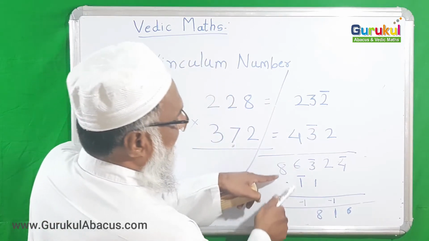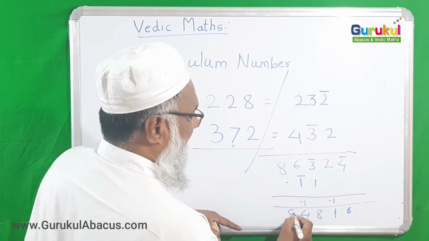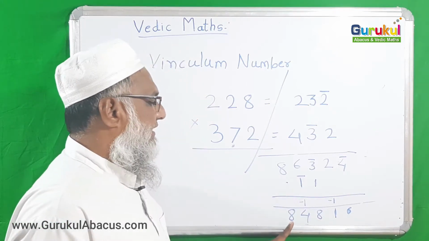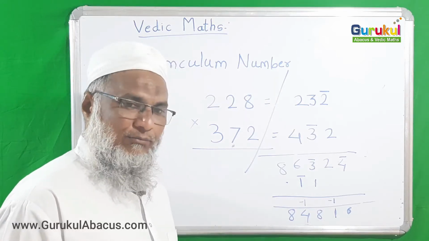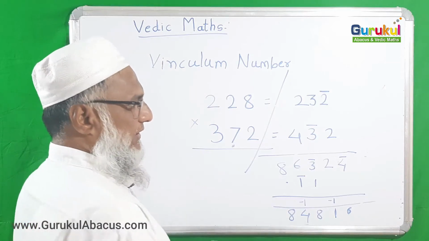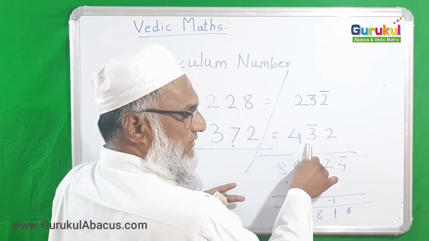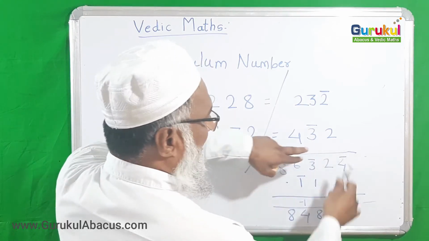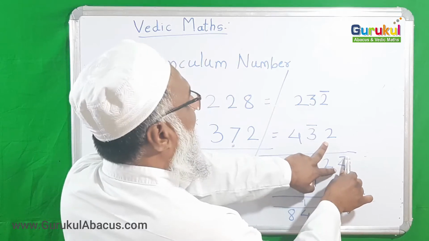Then here 6 minus those 2, 4 is that, and at last it is 8. The example's answer is 84,816. A little bit more understanding. Again we are revising it, then you will understand more properly. This and this digit have a negative sign. So while multiplying, 2 2s are 4 we wrote, but it is negative 4.